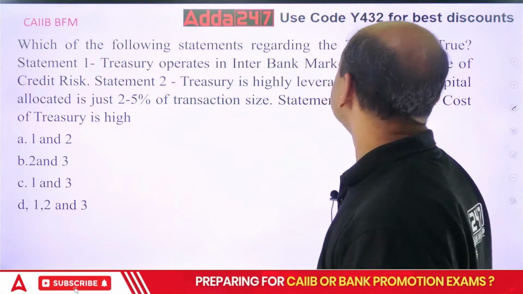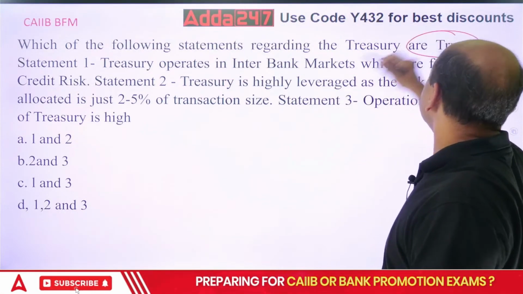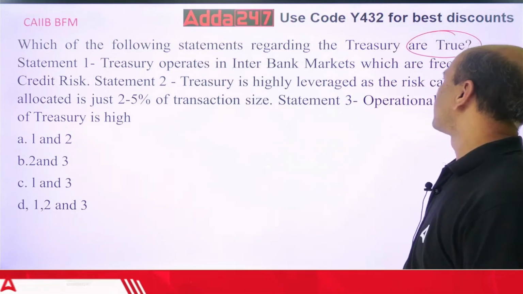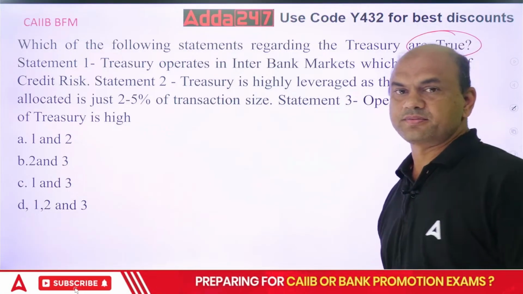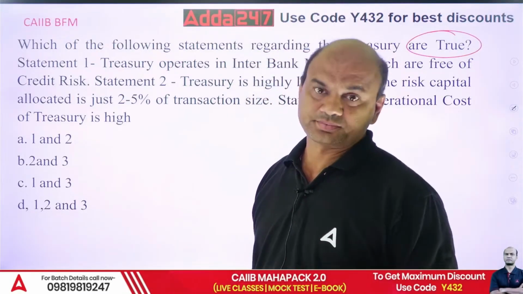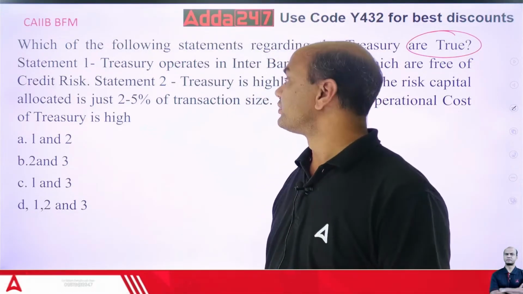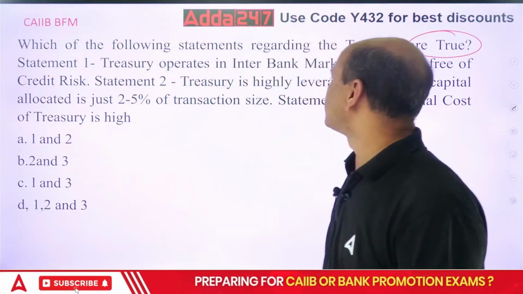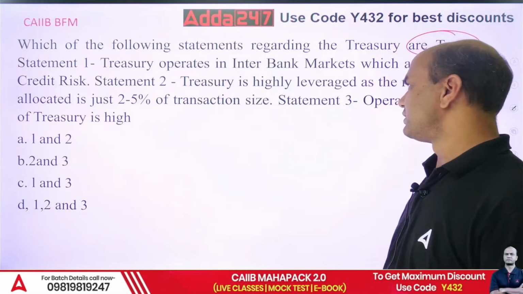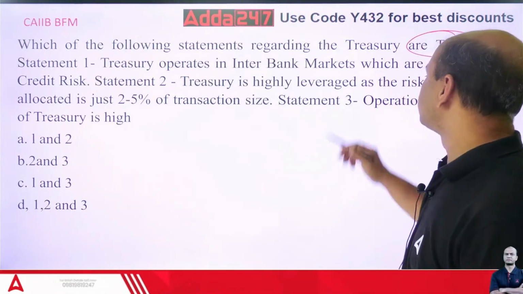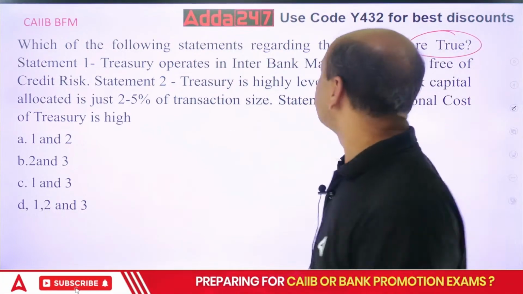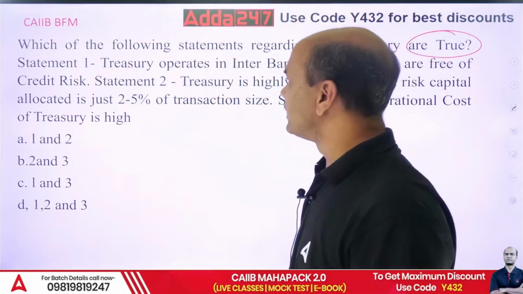Which of the following statements regarding the treasury are true? Again, you want true only. Statement 1: Treasury operates in interbank markets which are free from credit risk. Statement 2: Treasury is highly leveraged as the risk capital allocated is just 2 to 5% of the transaction size. Statement 3: Operational cost of treasury is very high. So which one of them is true?